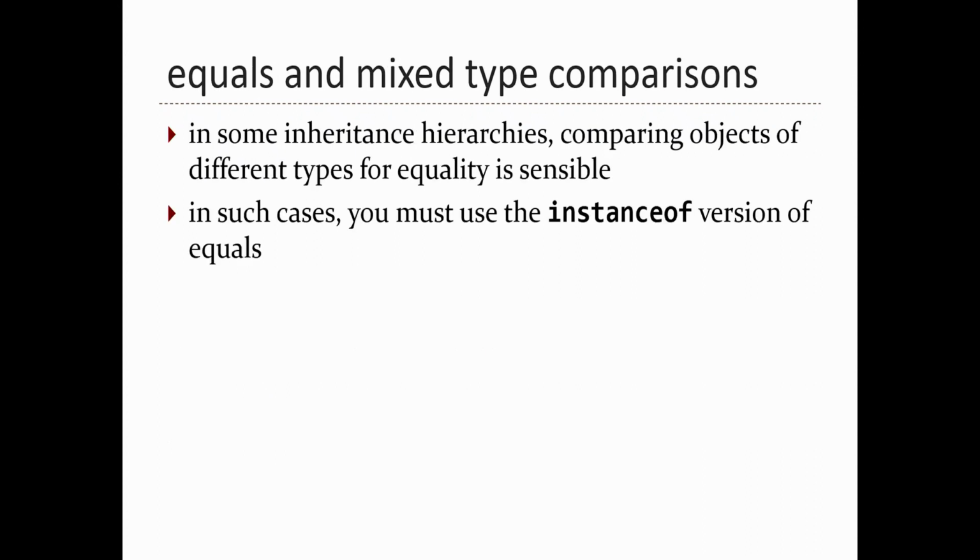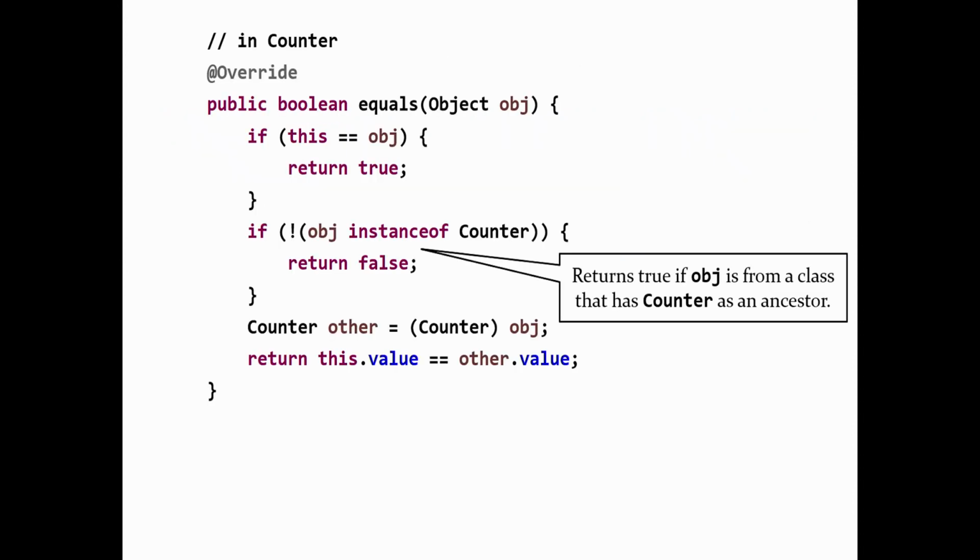In this particular example, where you're comparing counters, it kind of makes sense that you want to compare different kinds of counters for equality, because all they have is just a value. So two counters with the same value, maybe they should be equal, even if they have different types. So this is where instanceof comes in handy. If you change equals in the class Counter, you end up with the following implementation of equals. Here we check: is this thing obj an instance of Counter?